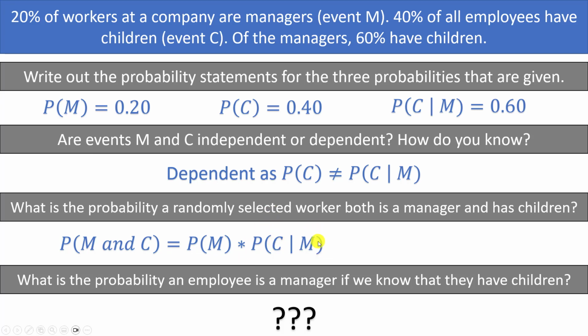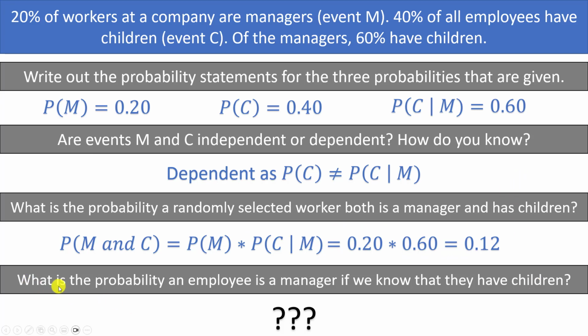We could have also switched around the C's and the M's in this formula, but we don't have the numbers for that. We had the probability of M and the probability of C given M. So when we multiply those two together, we're going to get 0.12. There is a 12% chance that a randomly selected worker is both a manager and has children.